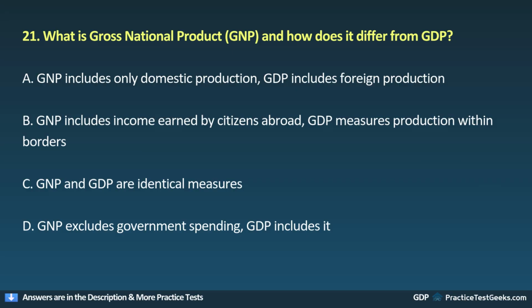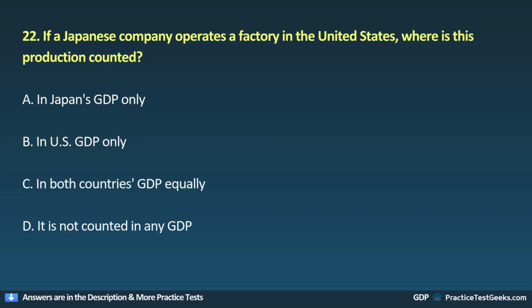21. What is gross national product (GNP) and how does it differ from GDP? A. GNP includes only domestic production. GDP includes foreign production. B. GNP includes income earned by citizens abroad. GDP measures production within borders. C. GNP and GDP are identical measures. D. GNP excludes government spending. GDP includes it.